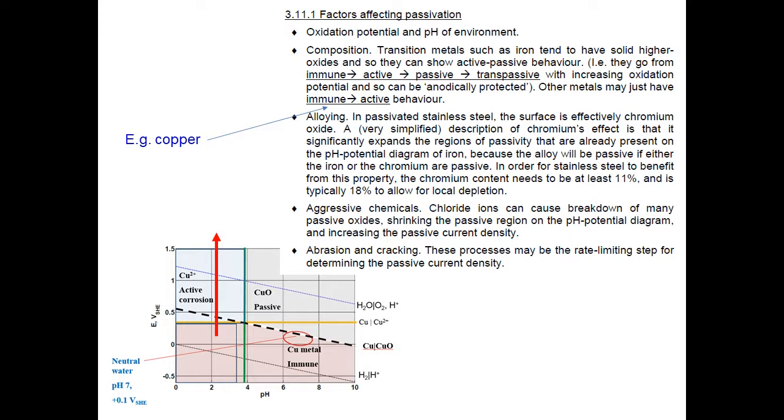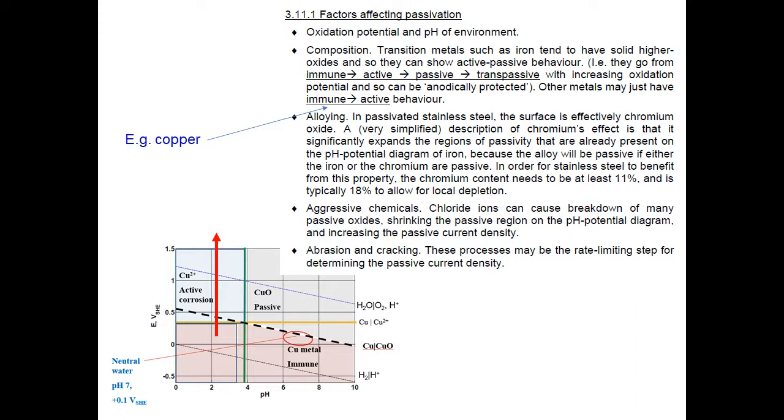Another thing which affects passivation is alloying. In passive stainless steel, the surface is often chromium oxide. Now, a pretty simple description of the effect of chromium is that you can imagine it expands the regions of passivity which are already present on the pH potential diagram for iron. Another way of looking at it, a more complicated one, is that you can say the stainless steel is passive if either the iron content is passive or the chromium content is passive. The overall effect is that in neutral solutions you certainly expect your stainless steel to be passive against corrosion because of chromium oxide.